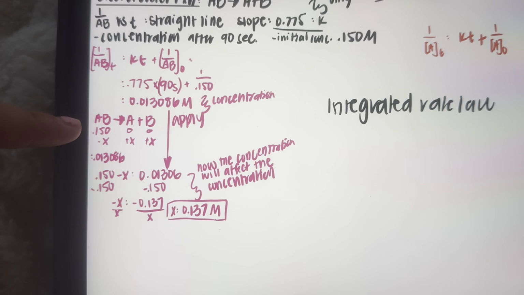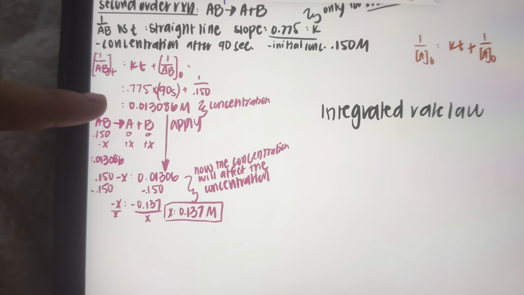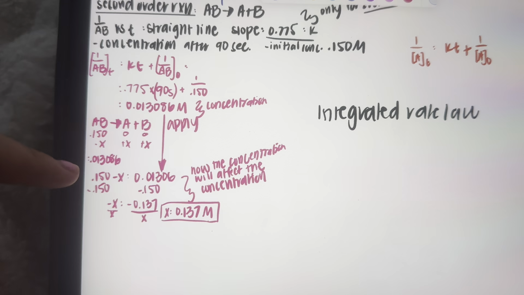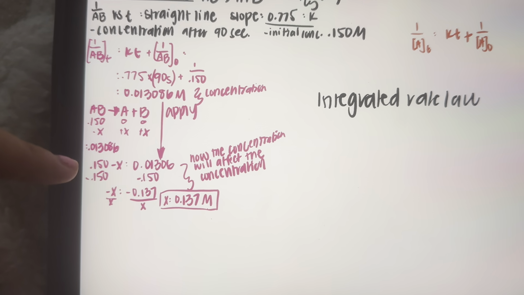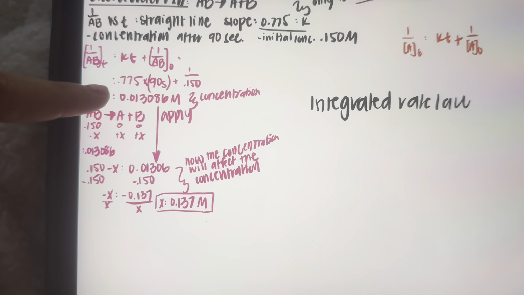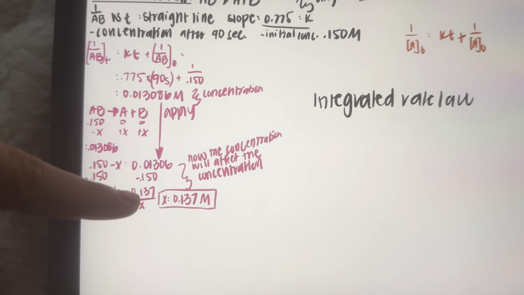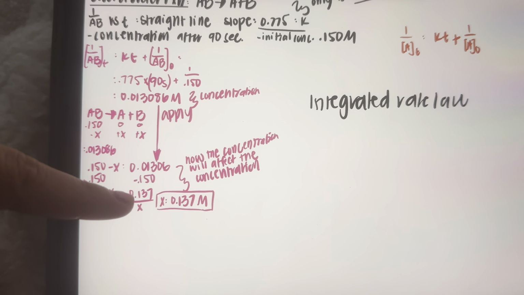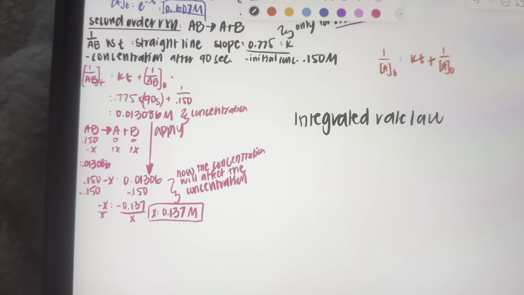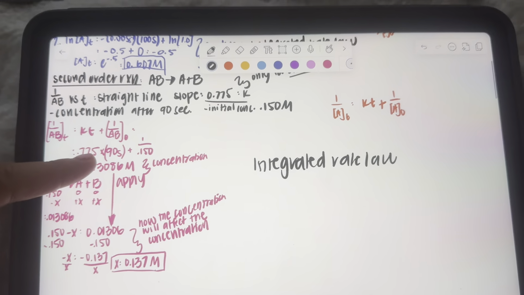We do have the initial concentration here, we have the change, and we know that that will be the final concentration. We need to figure out the x, so that's what we're solving for. We plug in 0.150 minus x equals this number, because that's the concentration that we solved for. And then when we solve for x, we get 0.137 molarity, which is the concentration after 90 seconds. So we did that, and we solved for that, and that's it.